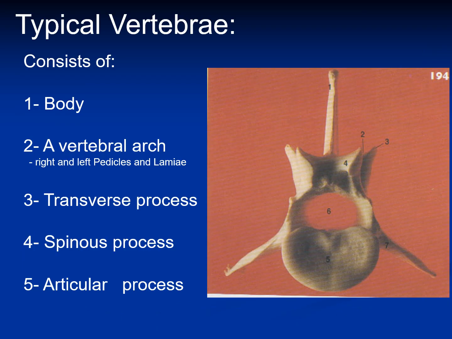Now we are going to talk about the typical vertebral anatomy. The typical vertebra consists of the body. This one, we see it here. This is the body. It's found in the ventral portion. And then we have this arch. And in this arch here, we have the wall and we have the roof. The wall we call the pedicles, and the roof we call the lamina.